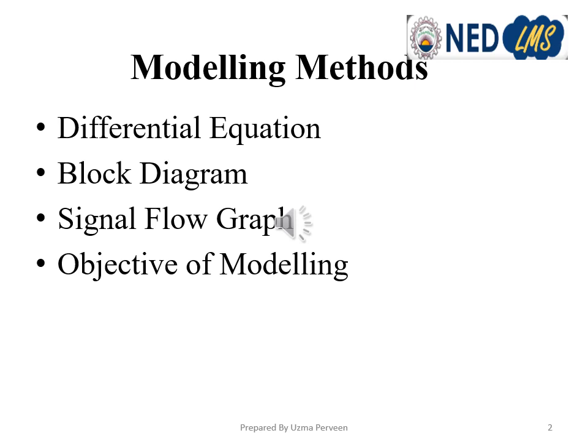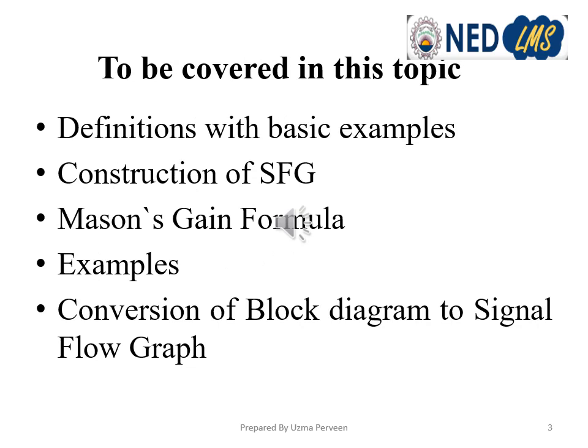We have already defined the differential equation method of modeling, and we have already defined the block diagram method. Now we'll see the signal flow graph. What will we cover in this topic? First we'll cover some basic definitions with examples. What are the basic definitions? What are the things involved while constructing the signal flow graph, like branches and forward path and backward path, and then we'll construct our signal flow graph.